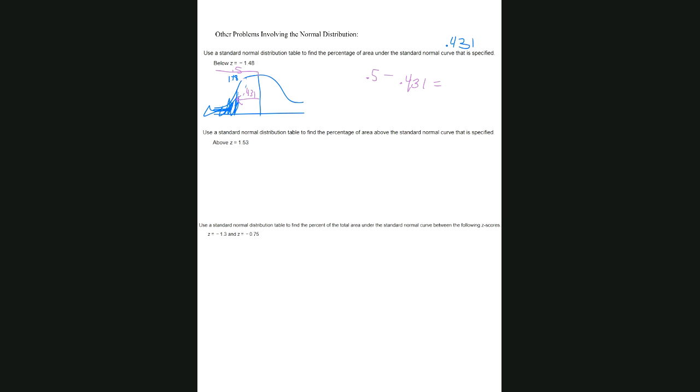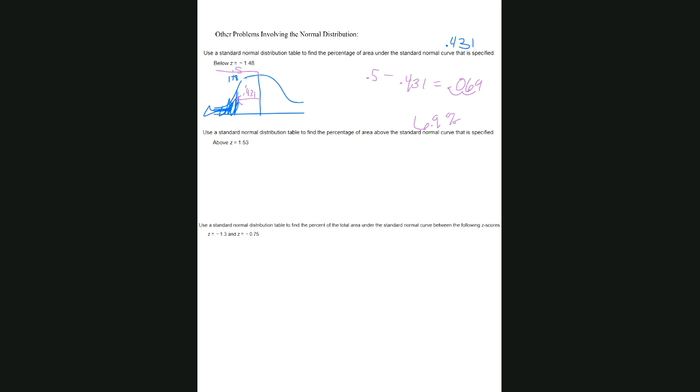and I get 0.069, or 6.9%. So 6.9% of the data values are below negative 1.48. All right, let's do the exact same thing with this one.